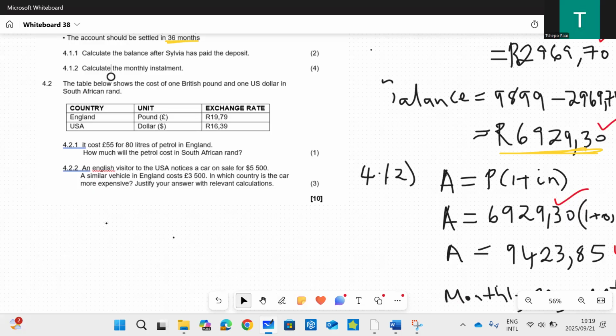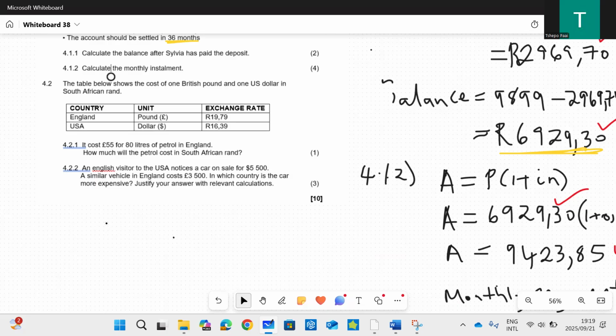The table below shows the cost of 1 British pound and 1 US dollar in South African rand. Remember, this is not necessarily the current situation. This is just an activity where they came up with figures. So this is not the real life situation at the moment, but for the sake of calculations.